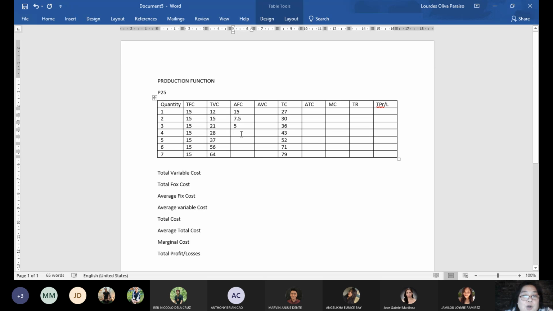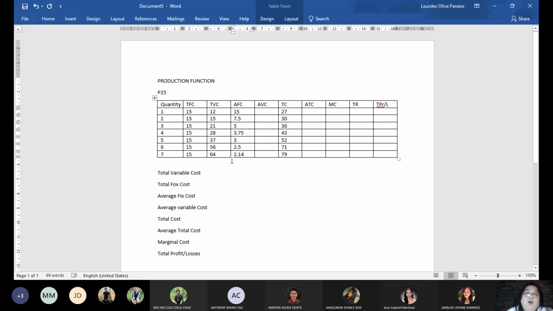15 divided by 4 becomes what? 3.75. Tama ba? 15 divided by 4 is equals to 3.75 nga. Okay. Now, when you have 15 divided by 5, that is 3 pesos. Correct? So, how about 15 divided by 6? You will have 2.5. Okay. And then, you will have again, 15 divided by 7 is what? 2.14. Okay. Ayos na yung fixed cost natin, di ba?